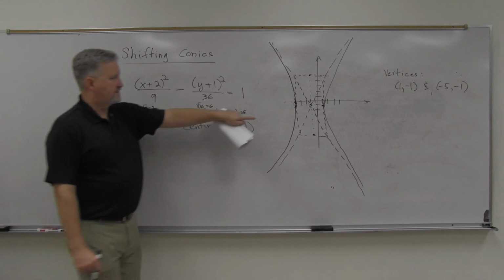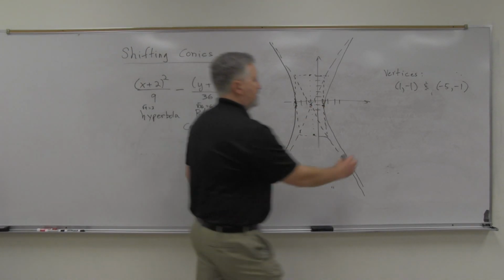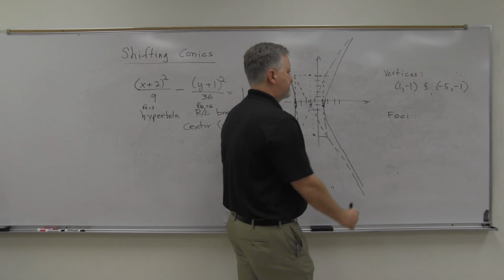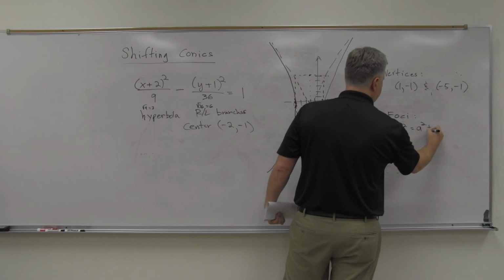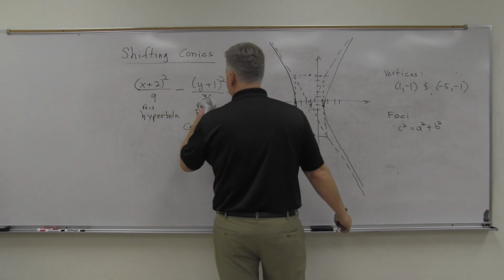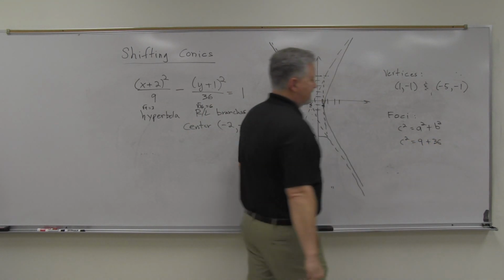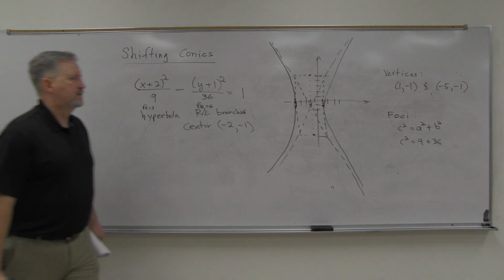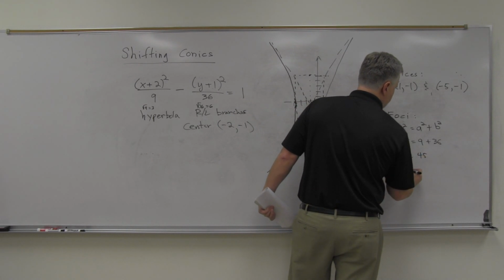So the vertices are these points here. And then the foci, same thing as we did with the ellipse. The foci are c² equals a² plus b². So we're just going to add these two, 9 plus 36. On the hyperbolas, it doesn't matter which one's bigger because you're adding them. So that's 45. Square root is 6.7.